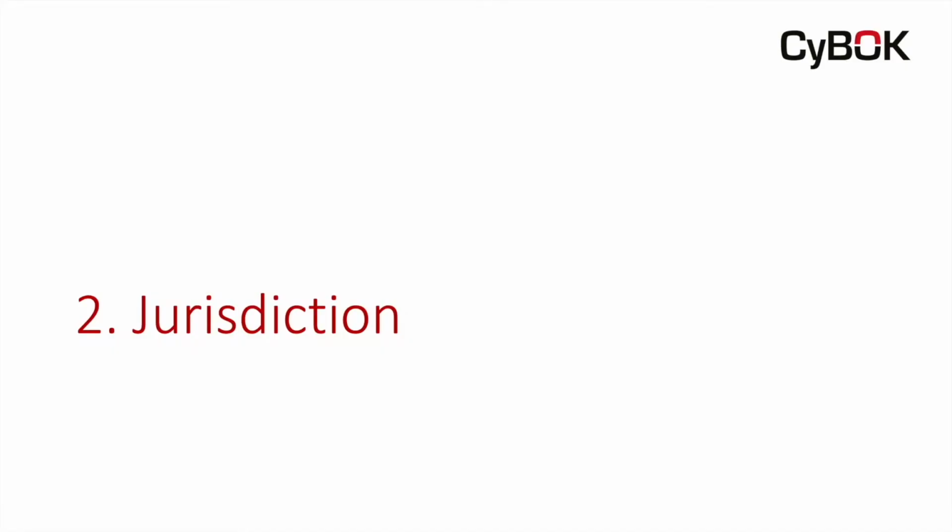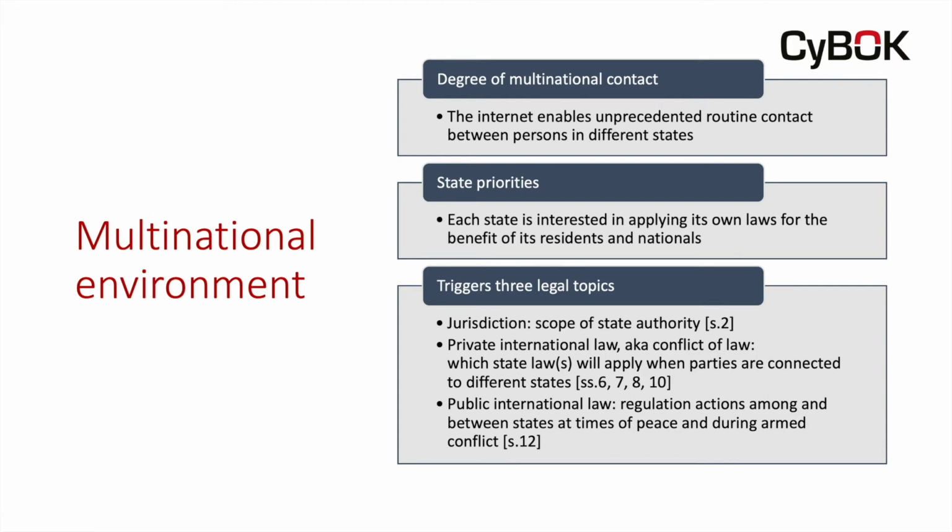Let's have a look at jurisdiction. In dealing with cybersecurity, we inevitably get thrown into a multinational environment. That's because the internet enables unprecedented contact between people who are in different states. Now, having said that, states have an interest in applying their own laws for the benefit of their own residents and nationals. These 2 points lead to 3 legal topics that become incredibly important.